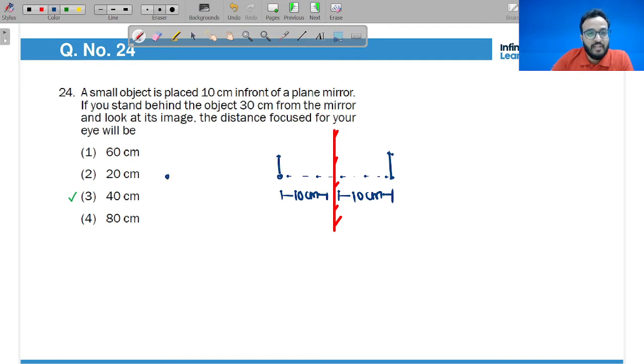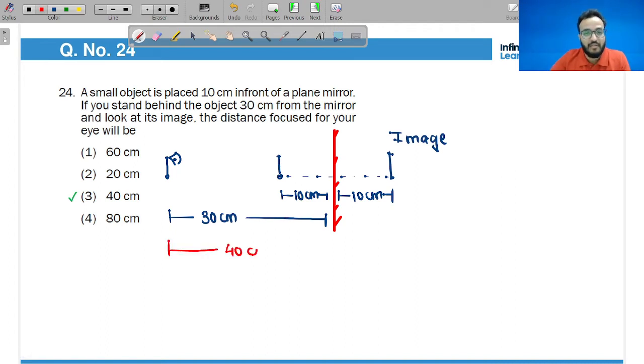So if an observer is here and he is observing, so this is how much? 30 centimeter from the mirror. I'm so sorry. So this observer is 30 centimeter from the mirror. So obviously this is the image that he will observe. So that overall distance will become 40 centimeter, right? Any doubt in this? No?